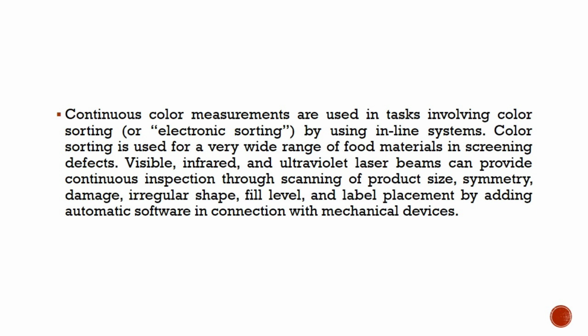Continuous color measurements are used in tasks involving color sorting or electronic sorting by using inline systems. Color sorting is used for a very wide range of food materials in screening defects. Visible, infrared, and ultraviolet laser beams can provide continuous inspection through scanning of product size, symmetry, damage, irregular shape, fill level, and label placement by adding automatic software in connection with mechanical devices.